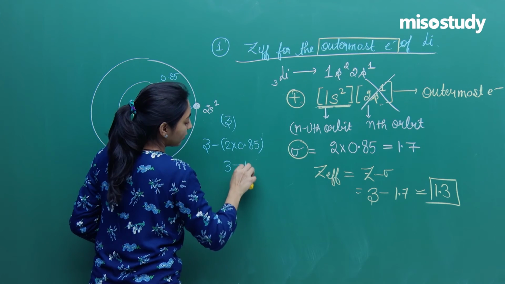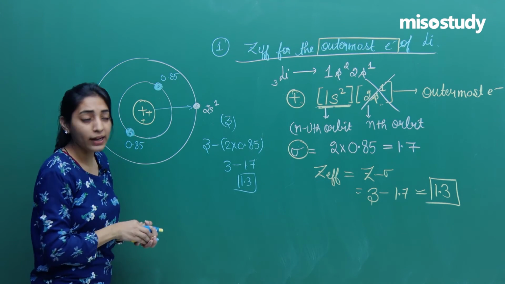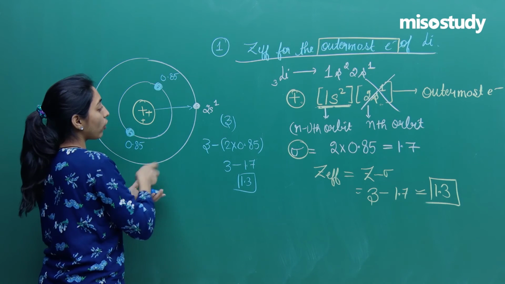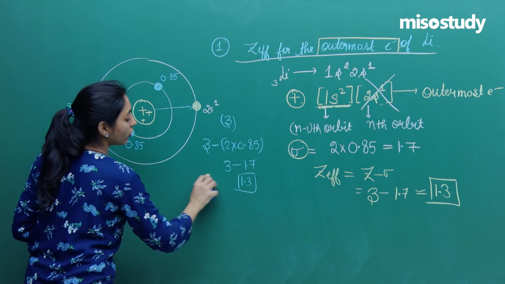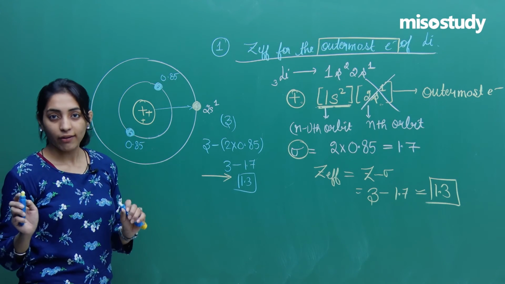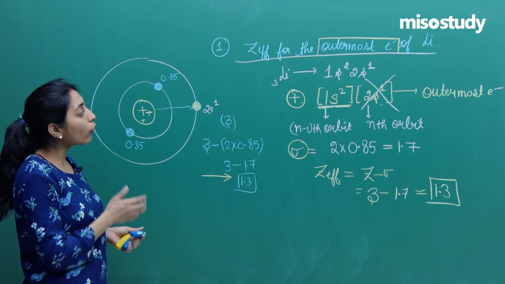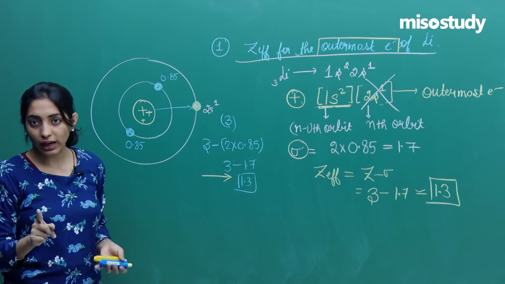So which is 3 minus 1.7, and the answer is 1.3. Okay, so now this outermost electron feels as if the nucleus is attracting it with a charge of just plus 1.3 units and not 3 units. Fine enough? So this was how you could use Slater's rule to find the effective nuclear charge.